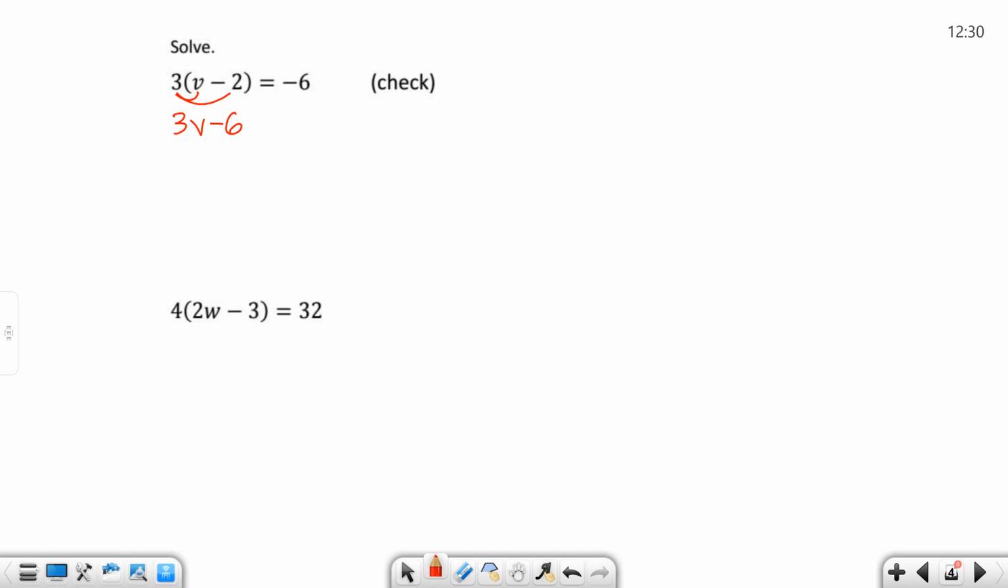Can I do anything else to the left-hand side? I have my equals here. No, there's nothing else I can do to the left-hand side of that equation. So now it is simplified. It took one step. Will it always take one step to simplify? No, it may take many, many, many steps. Now we go to the right-hand side. Do I need to do anything to simplify the number negative 6? And the answer is no, it's already simplified. So negative 6 there.